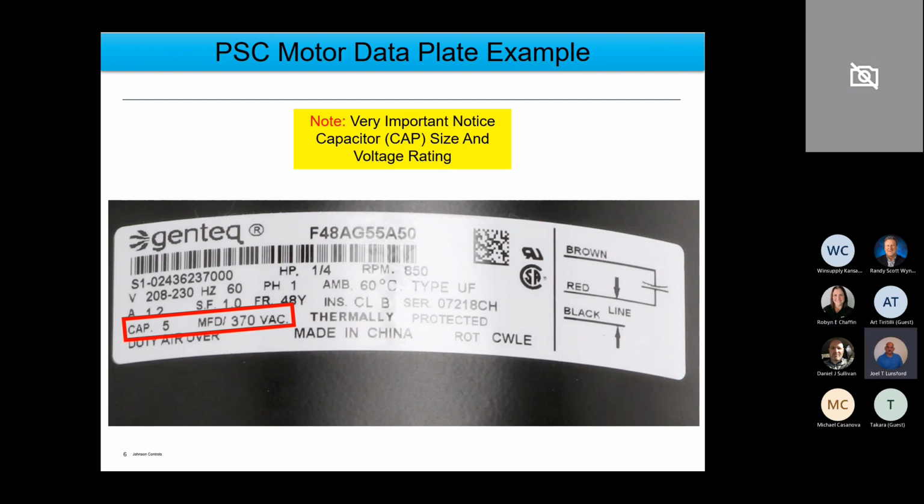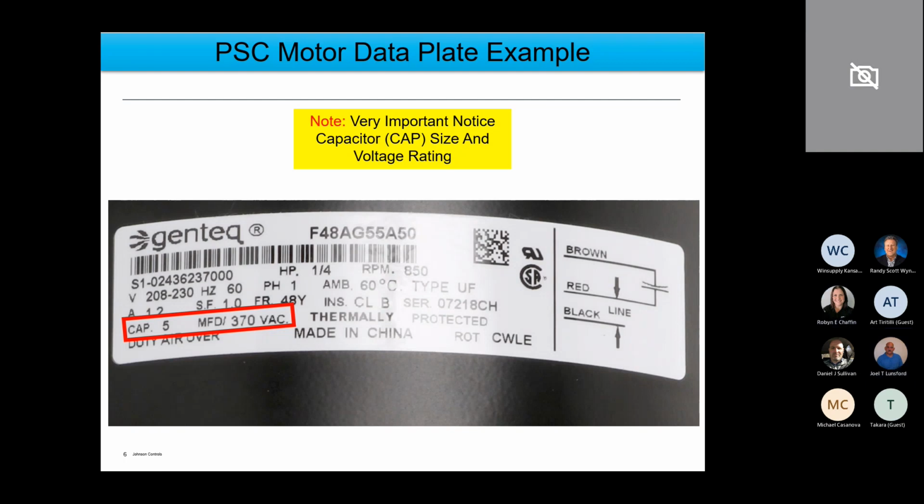Yes. Okay. Thank you. Absolutely. I appreciate that little quiz answer there. So yeah, if I've got a 5 microfarad capacitor of 370 volt or higher voltage rating, I'm perfectly fine to put that onto this motor as a replacement capacitor. Good, excellent. Any questions or comments?